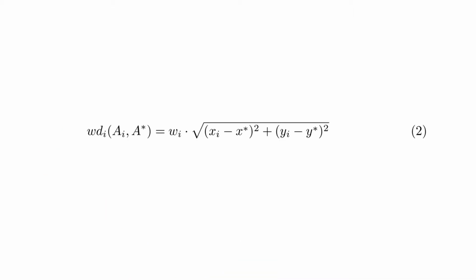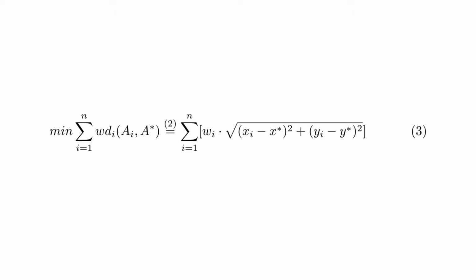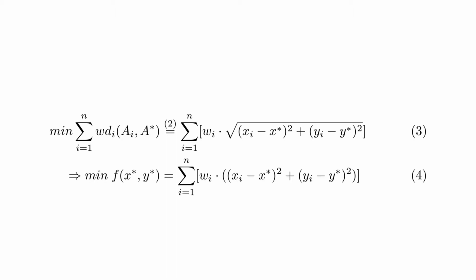So we use a weighted distance function for calculating the individual distances between each airport and the optimized location. Our goal is now to minimize the sum of all individual weighted distances for a total number of n airports. For minimizing line 3, we have to transform the function into line 4. What we are doing is changing from the sum of distances into the sum of squared distances.